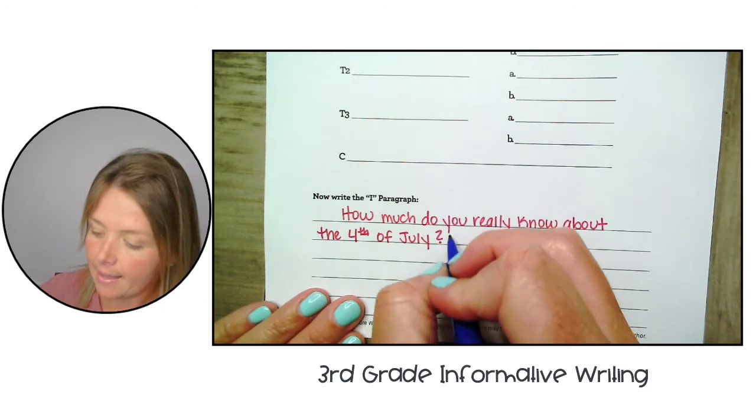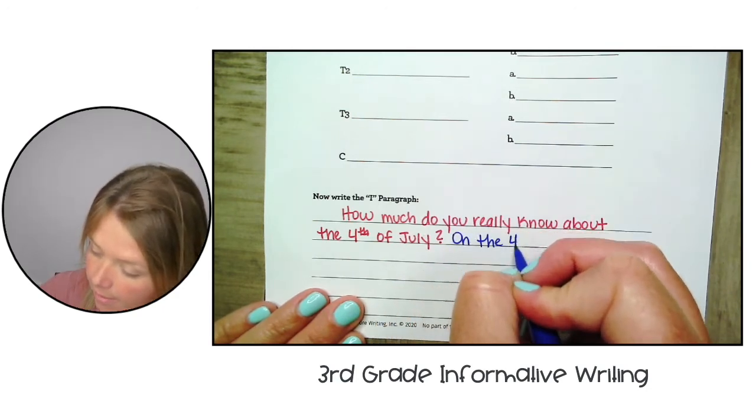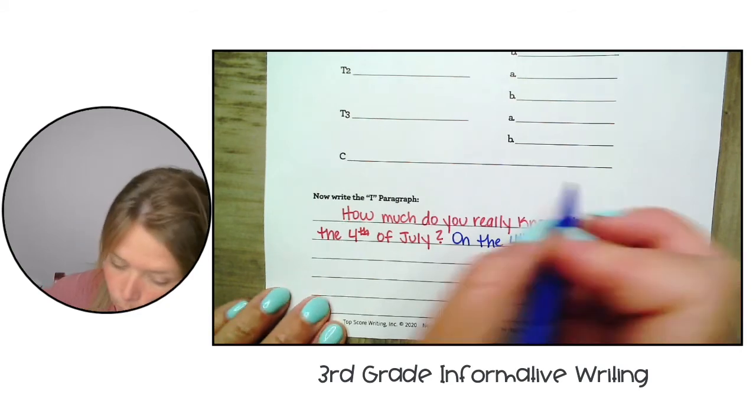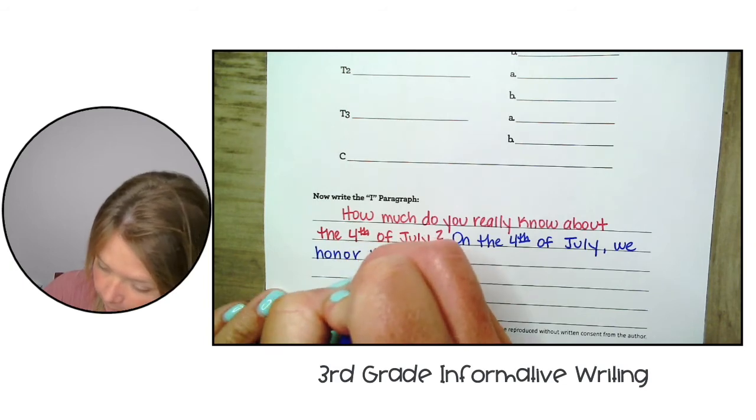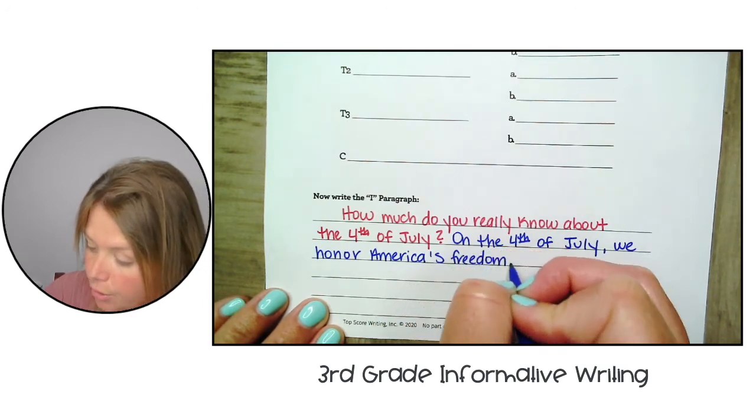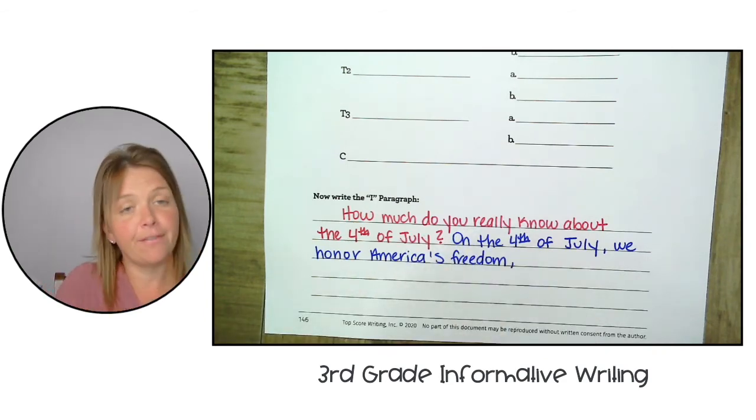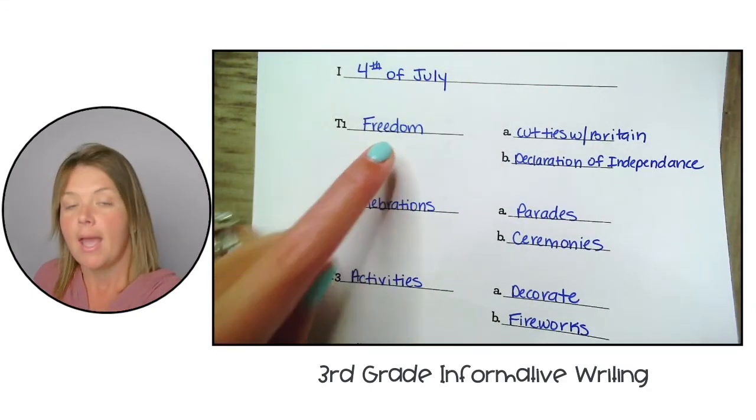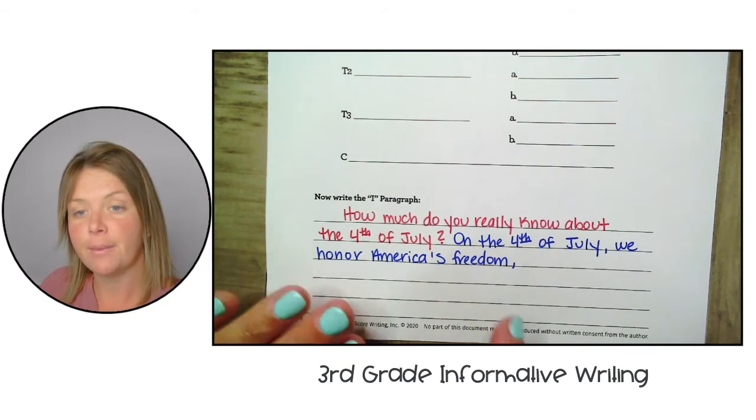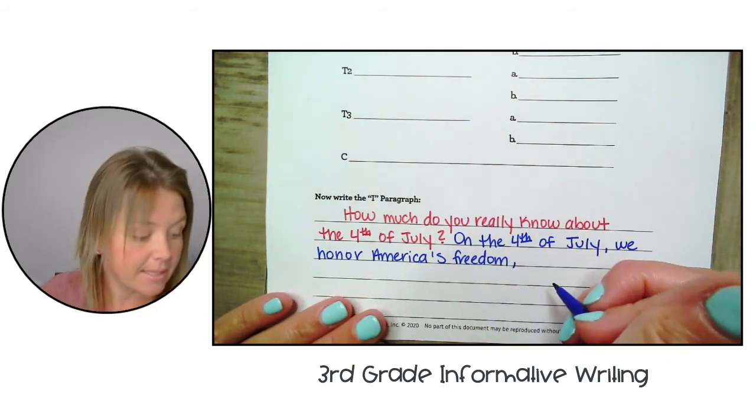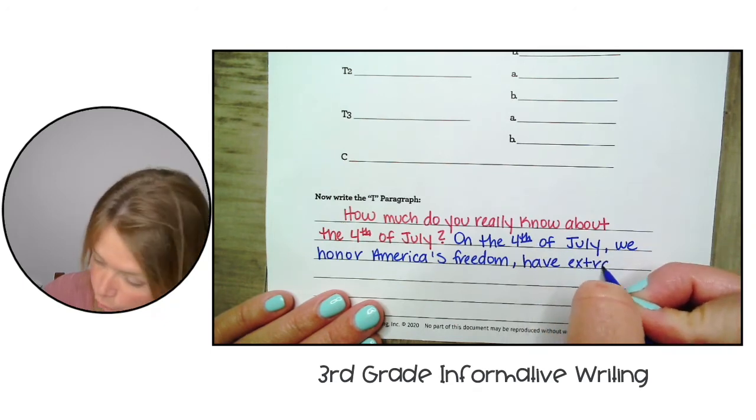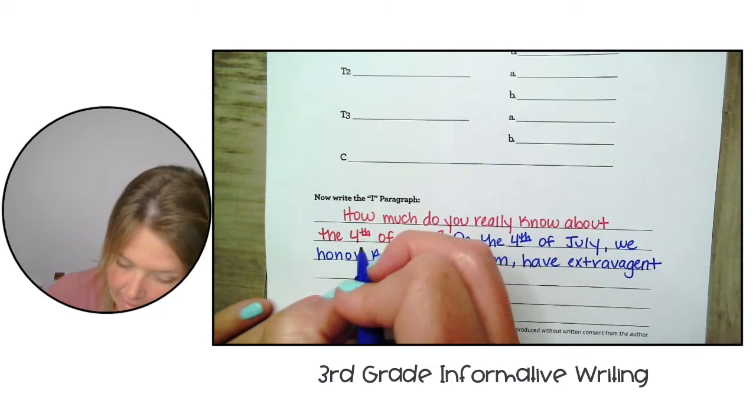And I'm going to say something like, on the 4th of July, we honor America's freedom. Okay, so if we go back to our plan, we had freedom as our first topic. Our second topic is celebrations, and our third is activities. So since I've identified freedom as my first topic, I'm going to say something about celebrations next. So I could say, have extravagant celebrations.